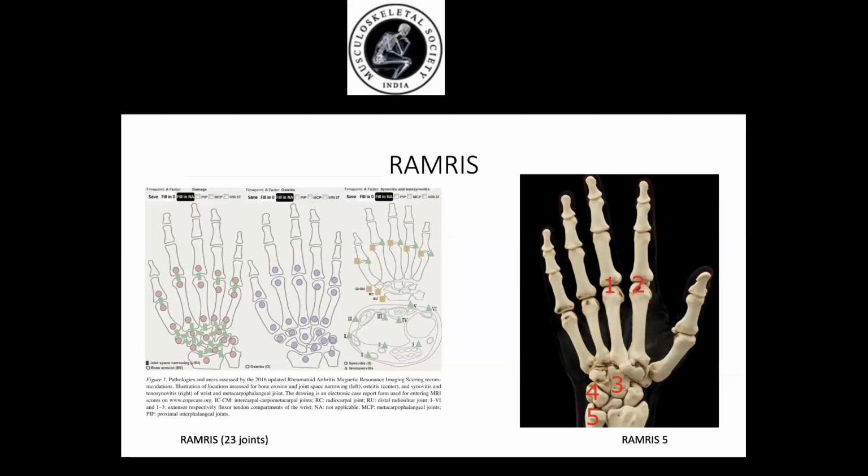So this is another RAMRIS, another scoring system developed by OMERACT, the rheumatoid arthritis MRI scoring system. There is RAMRIS 23, which uses 23 joints of the hand and assesses the presence of osteitis, synovitis, tenosynovitis, and bone erosions in response to treatment, which is quite exhaustive and extensive and takes a lot of time. This has paved the way for RAMRIS 5, which makes use of 3 commonly affected joints in the hand.